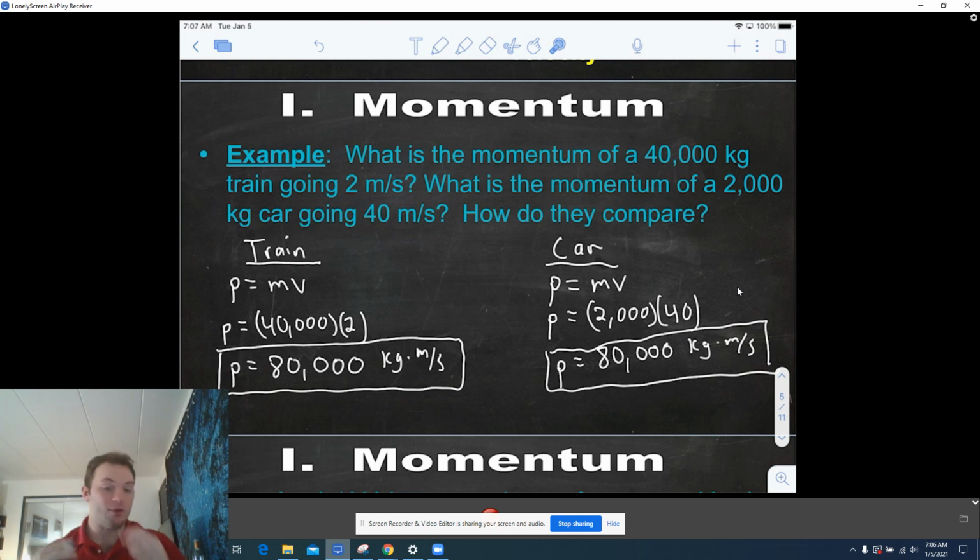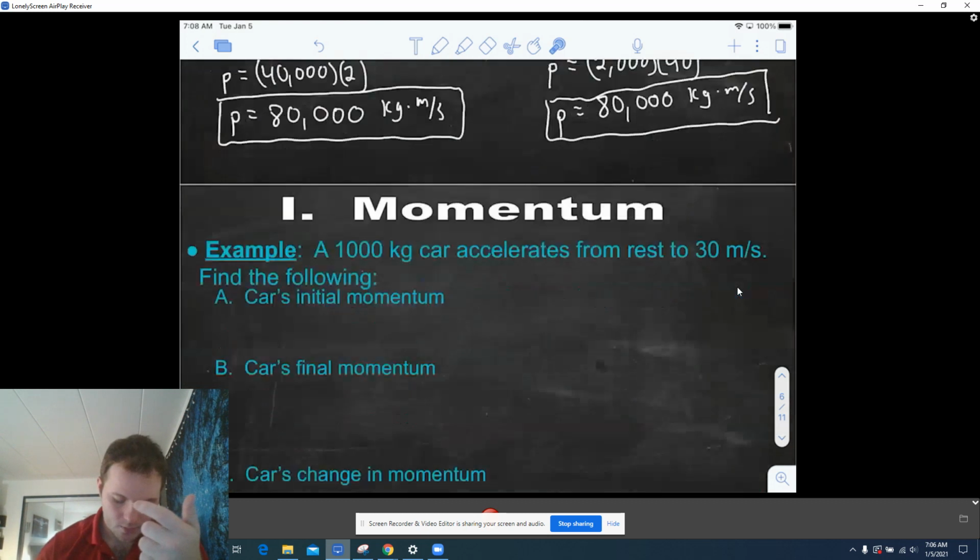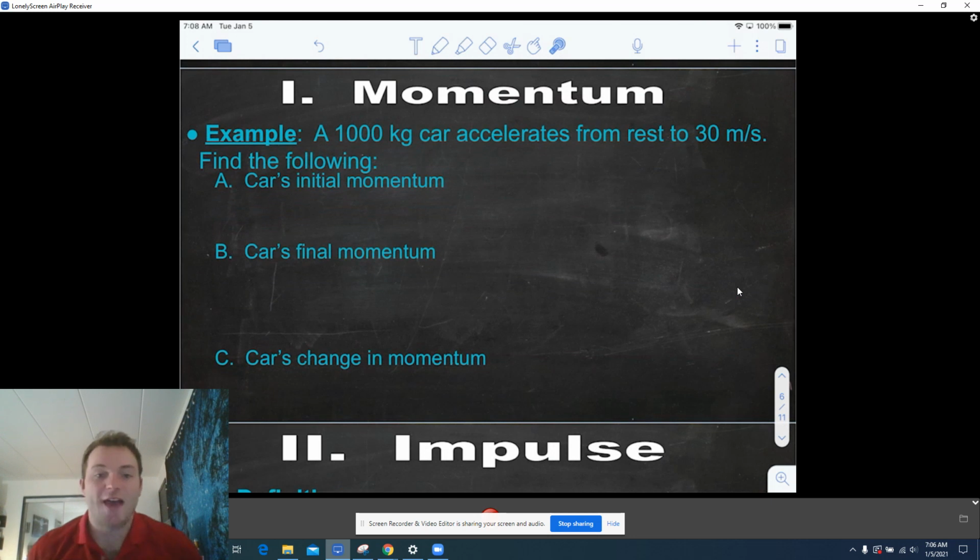So really what you need to know here is how to use the equation and how mass and velocity play into momentum. So let's try another one. A 1,000-kilogram car accelerates from rest to 30 meters per second. Find the following: initial momentum, final momentum, and the car's change in momentum.